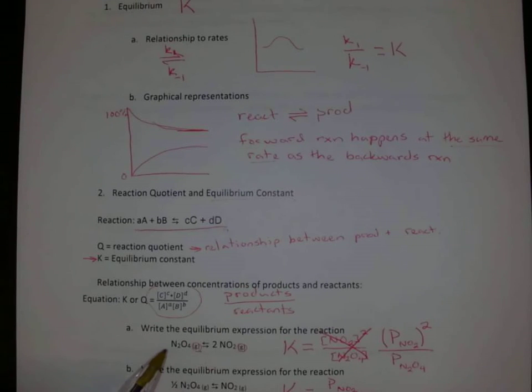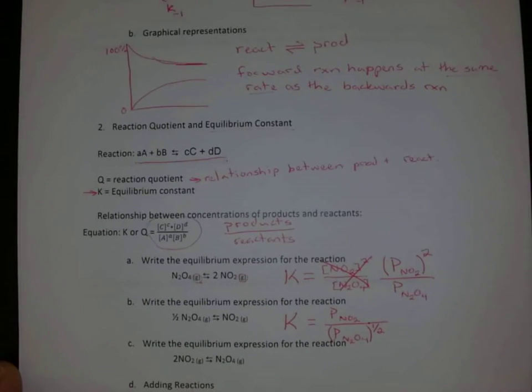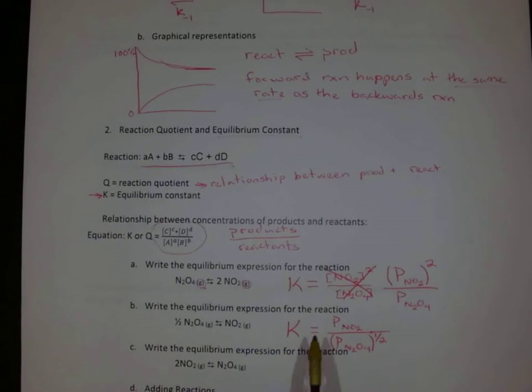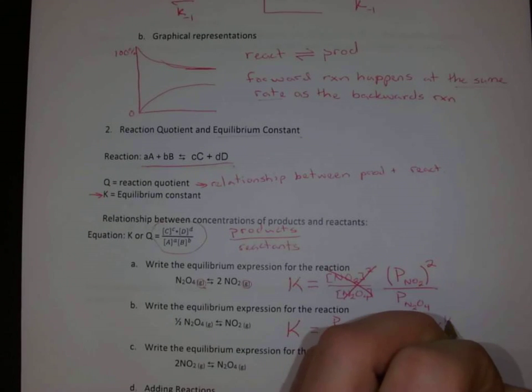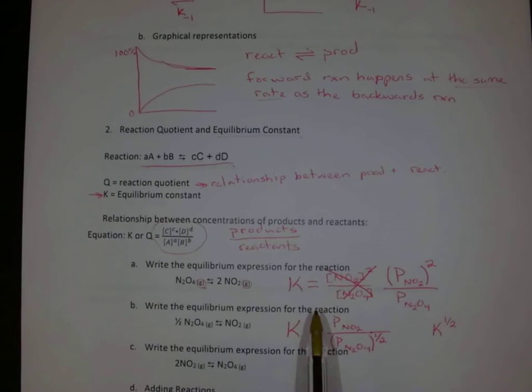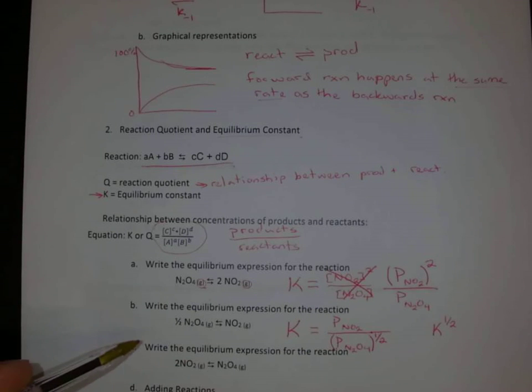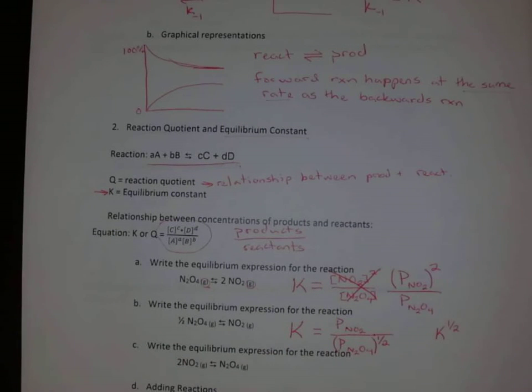I took each of our reactants and products, the coefficients, and I cut those coefficients in half. So whenever you cut the coefficients in half, what's going to happen to K? Well, K is going to be to the 1/2 power. So when we divide our reaction in half, the equilibrium constant is going to go to that power. So we cut it in half, so K is to the 1/2 power.